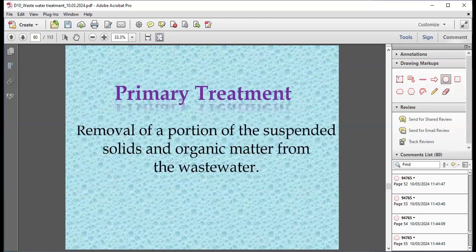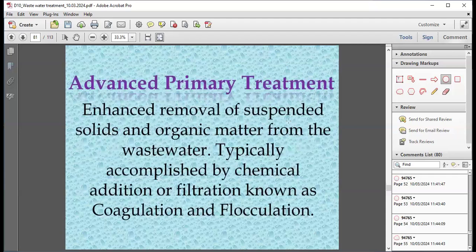Primary treatment: removal of a portion of suspended solids and organic matter from the wastewater. Advanced primary treatment is the enhanced removal of suspended solids and organic matter from the wastewater, typically accomplished by chemical addition or filtration known as coagulation. We will see the coagulation test practically, how to do the calculation. Flocculation means the mixing, and the jar test is also there. We will see later.